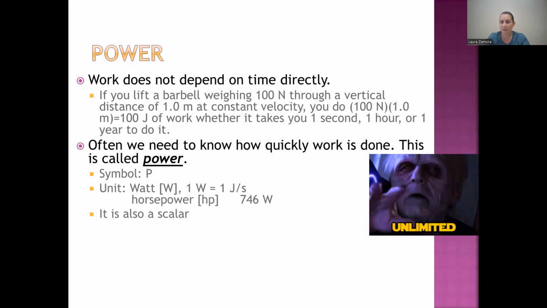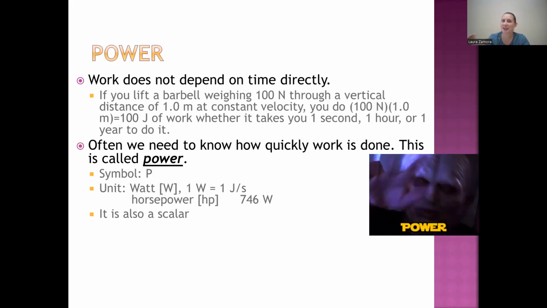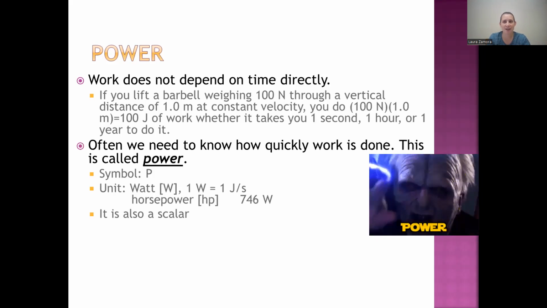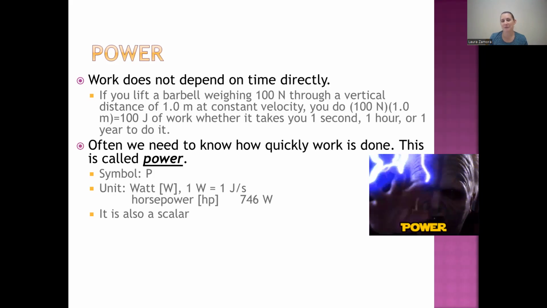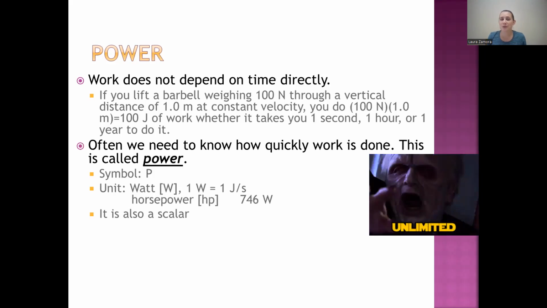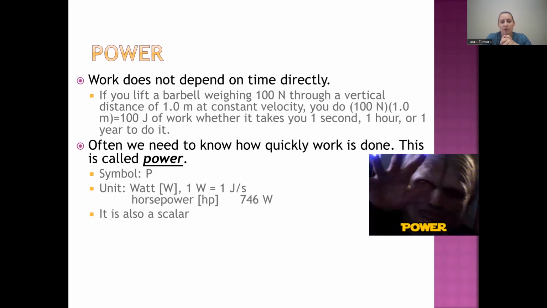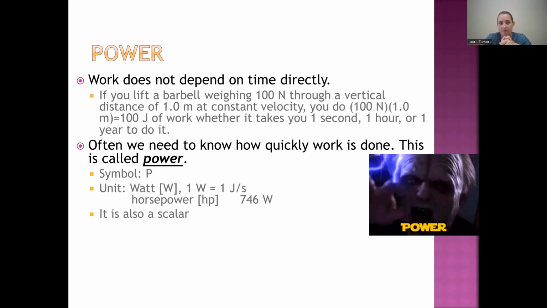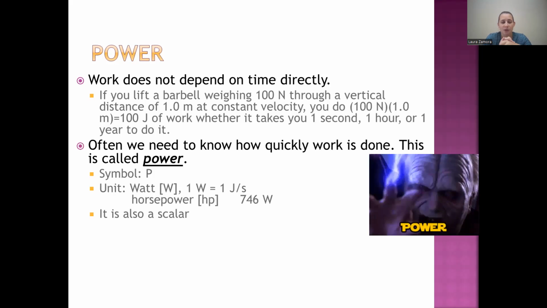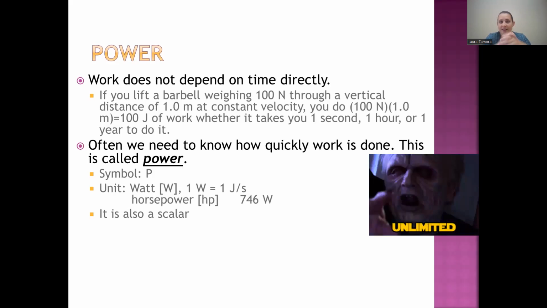So the symbol for power is capital P. Lowercase p, which we'll see next week, is momentum. The unit of power is watts, which unfortunately is a capital W, just like our symbol for work. And now work is incorporated into the equation for power. So don't be confused by this super confusing thing. So 1 watt is 1 joule per second. We can also measure power in horsepower. So 1 horsepower is 746 watts. And power is also a scalar because work is a scalar and time is a scalar.